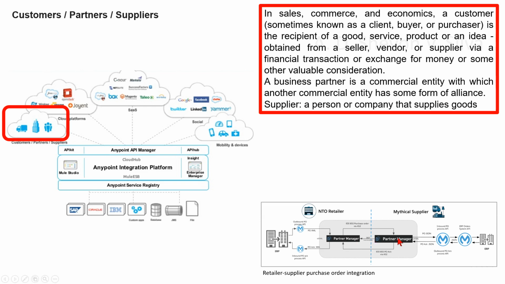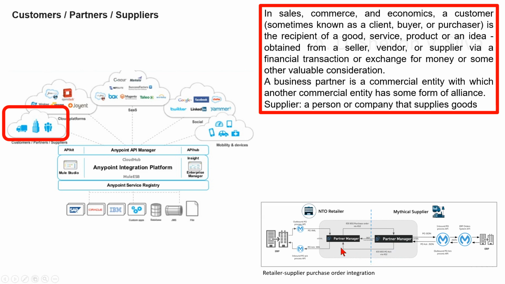At Mythical, translate purchase order acknowledgement JSON message from the backend system, after the PO is processed, into the outbound EDI 855 PO transaction and send it to the NTO retailer via AS2.